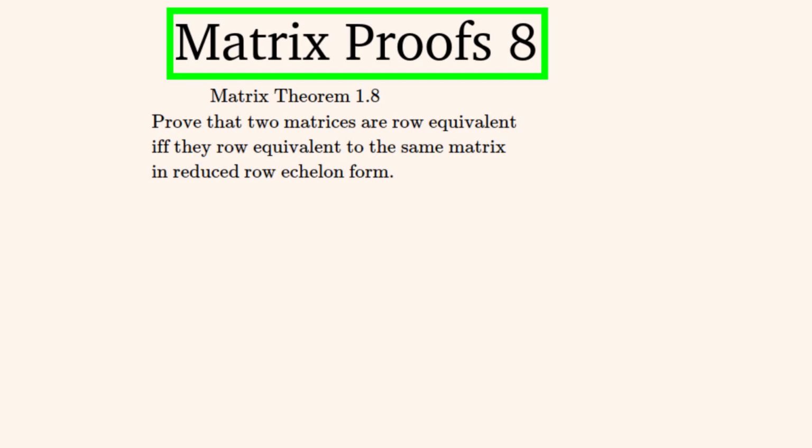In this video we'll prove this theorem, that two matrices are row equivalent if and only if they are row equivalent to the same matrix in reduced row echelon form. The "iff" that's written with two F's isn't a typo or a spelling mistake. It means if and only if, and can also be written as a double arrow.